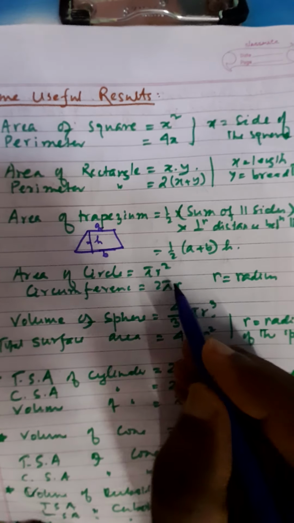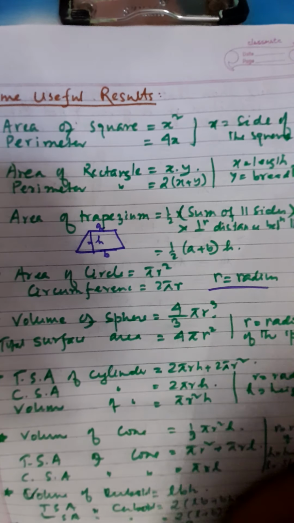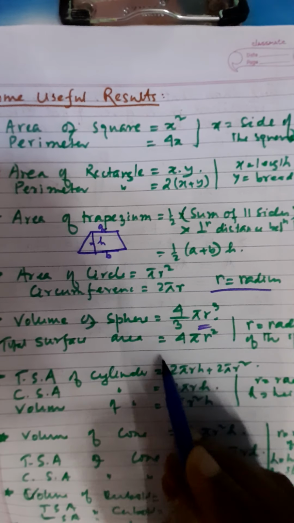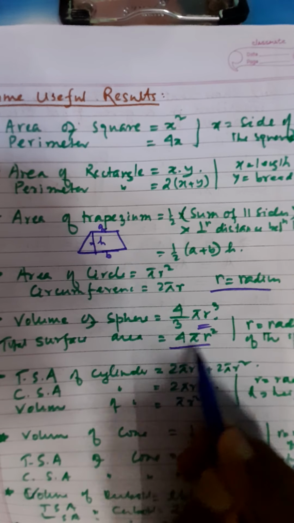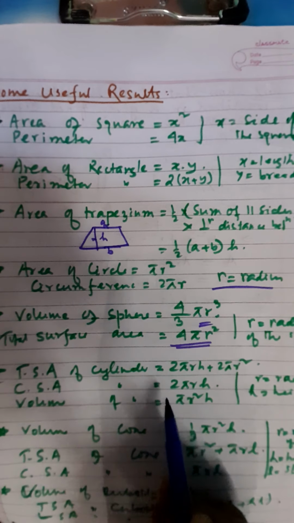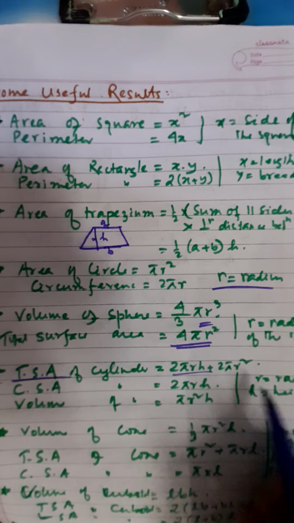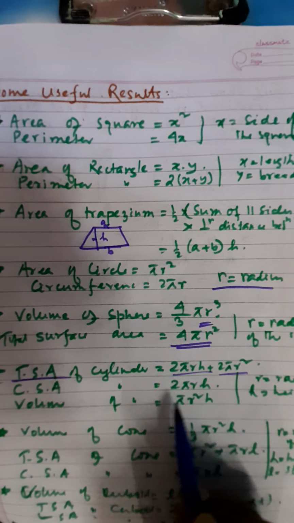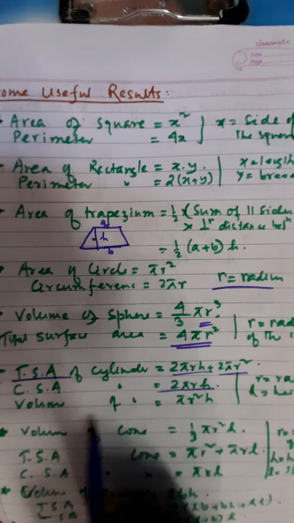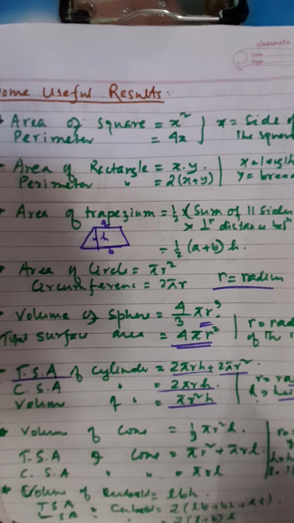Area of a circle is pi r square, and circumference is twice pi r, where r is the radius. Volume of a sphere is 4 by 3 pi r cube, and surface area is 4 pi r square. r is the radius of the sphere. Total surface area of a cylinder is twice pi r h plus twice pi r square, and curved surface area is twice pi r h. And volume is pi r square h.